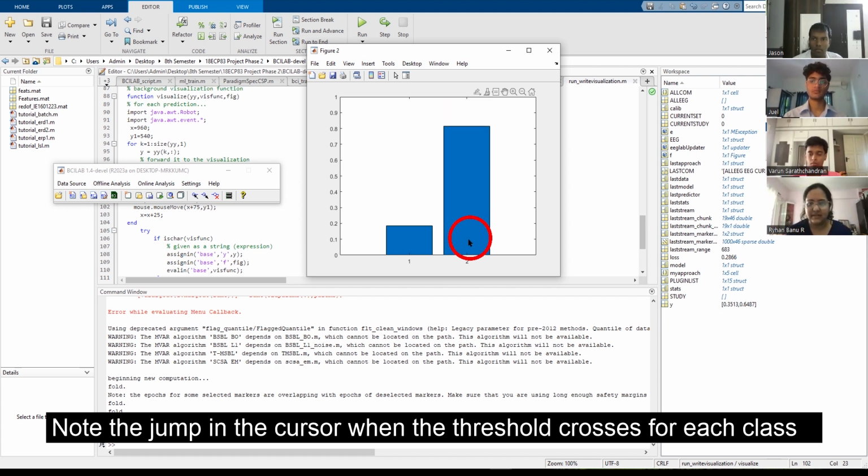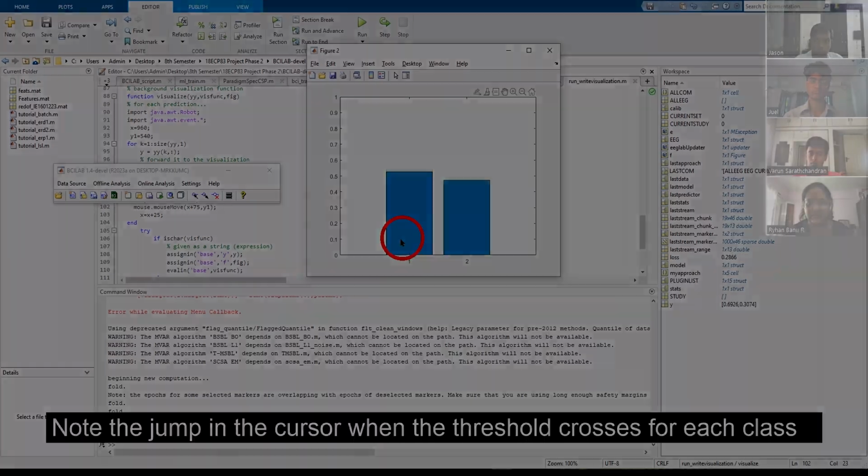And when this is detected, the cursor will move towards the right if the user is thinking about the right hand movement, and it will move towards the left if the user is thinking about left hand movement. The same is seen in this demo.